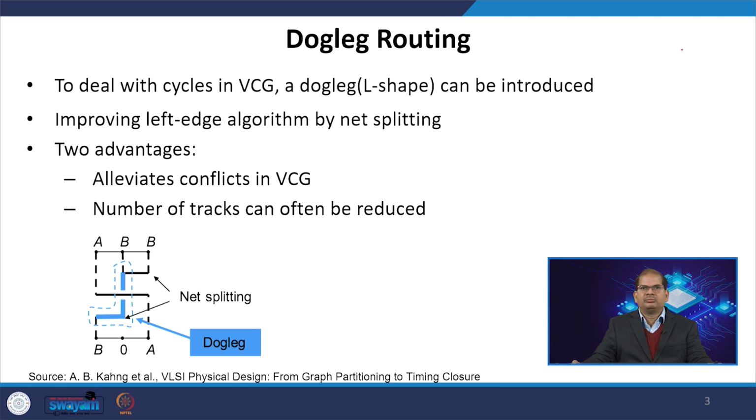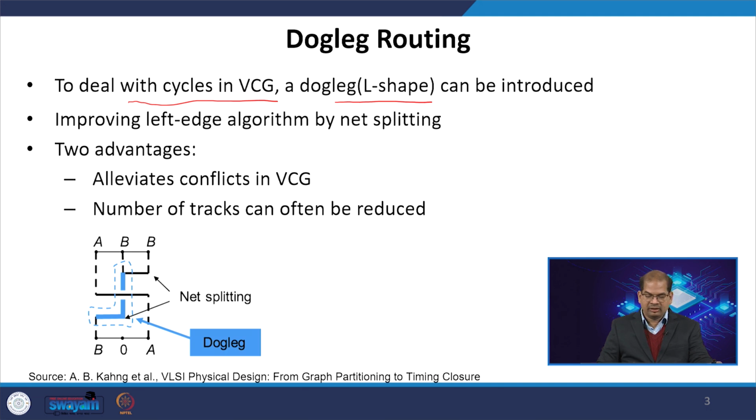The most important feature of the dogleg routing algorithm is that it can route with a smaller number of routing tracks when it is useful. It is useful when you have cycles in the vertical constraint graph. If you have cycles in the vertical constraint graph, the left edge algorithm is not useful. In that case, we introduce a concept called L-shape routing, or dogleg routing.